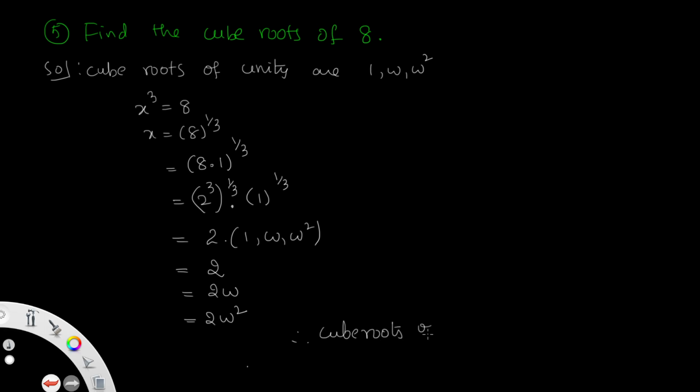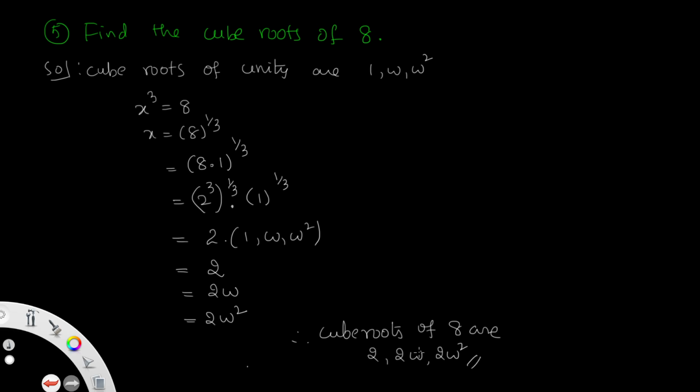Therefore the cube roots of 8 are 2, 2 omega and 2 omega squared. Why? Because cube roots of unity means there are 3 roots. That is why 8 can be written as 8 to the power of 1 by 3, 8 into 1, which is 2 cube into 1 to the power of 1 by 3. So 1 to the power of 1 by 3 is the cube roots of unity, 1, omega, omega squared. That is why we multiply by 2. So the cube roots of 8 are 2, 2 omega, 2 omega squared. These are the roots for question number 5.